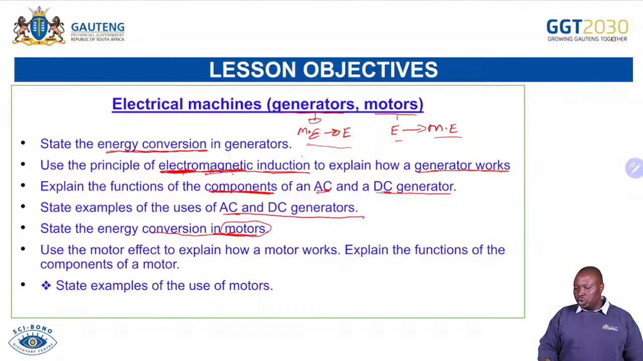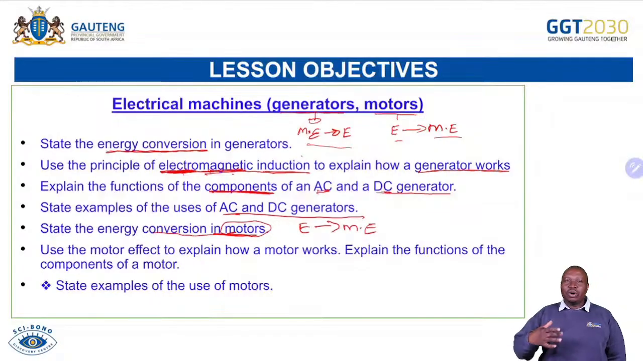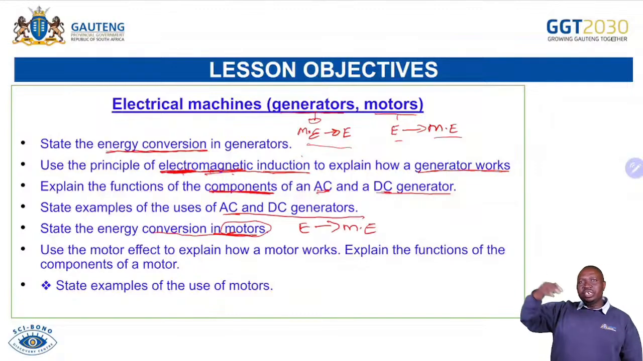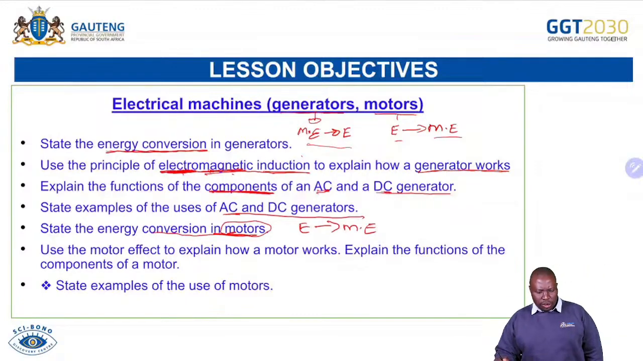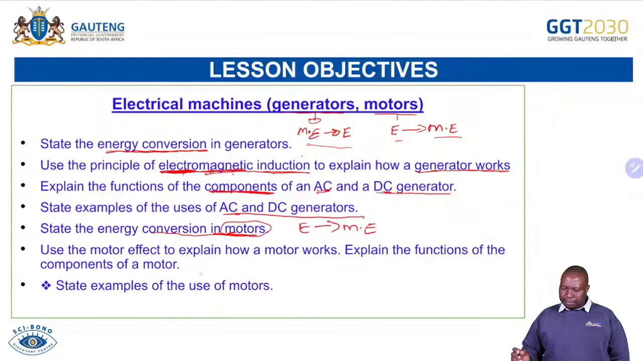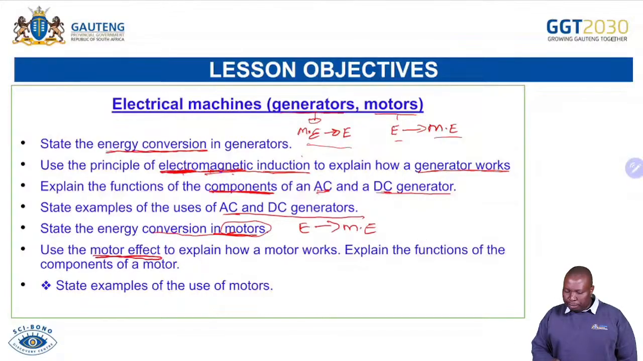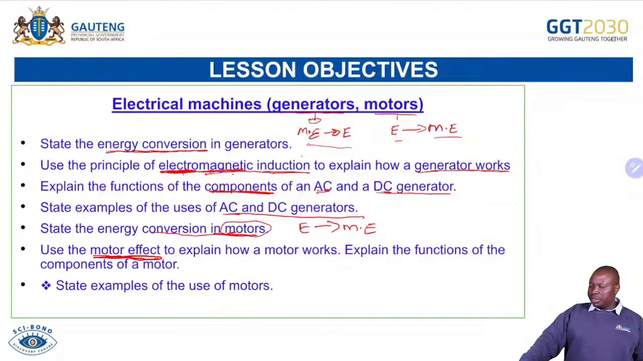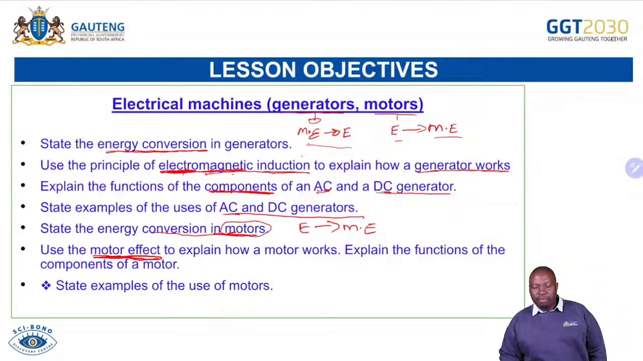Remember, we said motors start with M, so it's from electrical energy to mechanical energy. Whereas a generator, because it generates electricity, is from mechanical energy to electrical energy. So you will have that in mind. And we're going to use the motor effect. With the motor, the principle called the motor effect explains how a motor works.